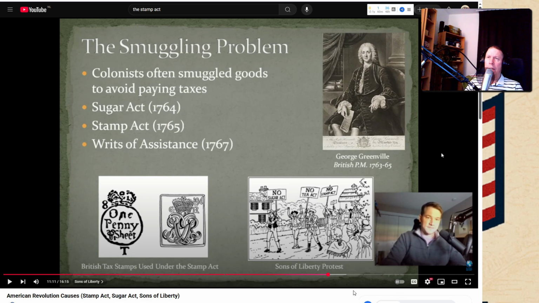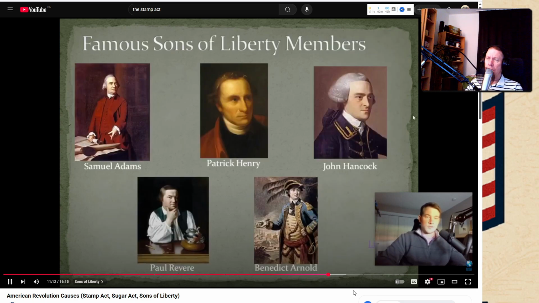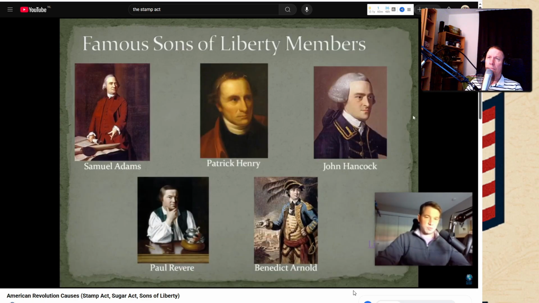Okay. So one of the most famous groups that organizes to protest these taxes, like the stamp tax and the sugar tax, was the Sons of Liberty. Here on the screen, you can see some of the most famous members of the Sons of Liberty: Samuel Adams, Paul Revere, Patrick Henry, Benedict Arnold, and John Hancock. John Hancock was one of the most notorious merchants and smugglers here in the colonies. He made a lot of money off of smuggling and avoiding taxes. So he had a monetary interest in avoiding these taxes.